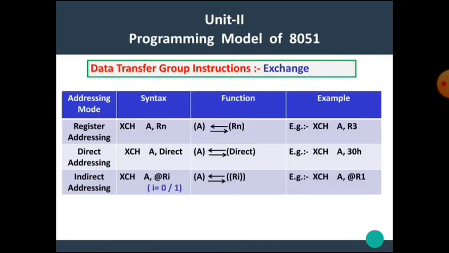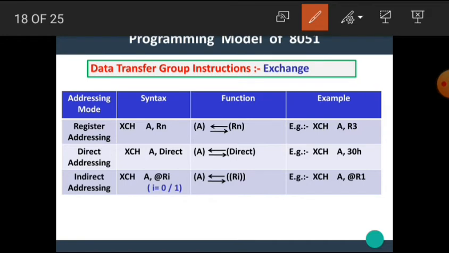For example, XCH A, Rn. For example, XCH A, R3. That means after this instruction, the content of R3 is now in the accumulator, and the content of the accumulator is in the R3 register.